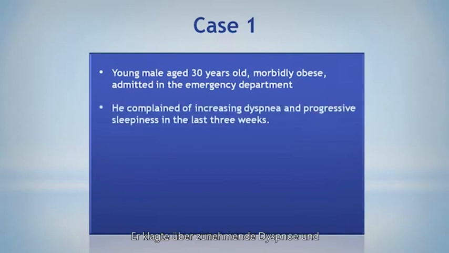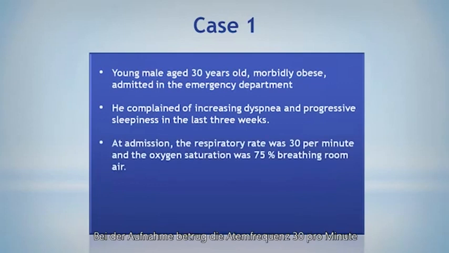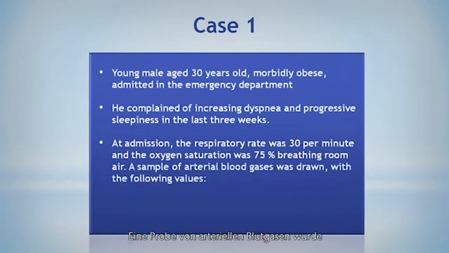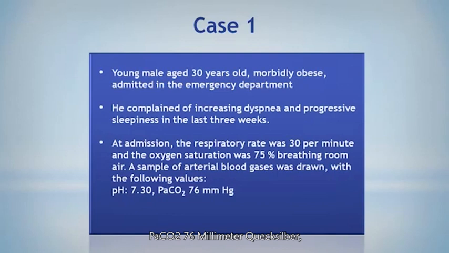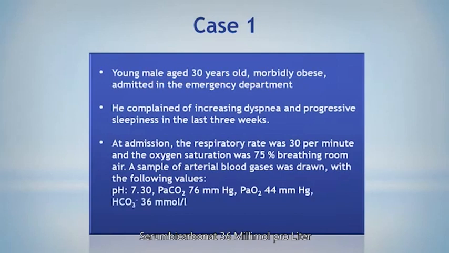emergency department. He complained of increasing dyspnea and progressive sleepiness in the last 3 weeks. At admission, the respiratory rate was 30 per minute and the oxygen saturation was 75% breathing room air. A sample of arterial blood gases was drawn with the following values: pH 7.30, PCO2 76 mm of mercury, PaO2 44 mm of mercury, serum bicarbonate 36 millimole per liter, and an arterial saturation of 78%.